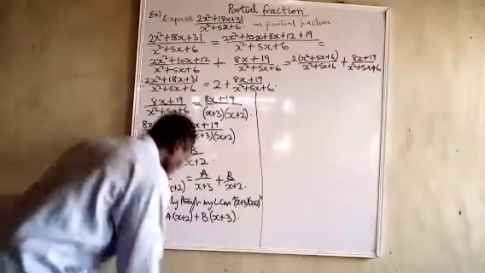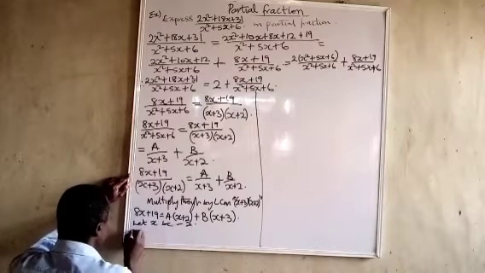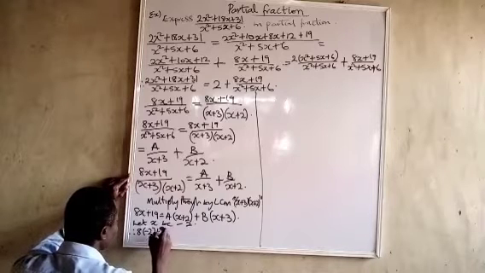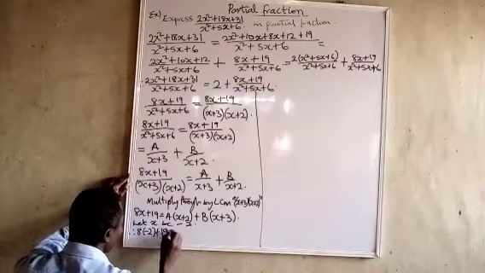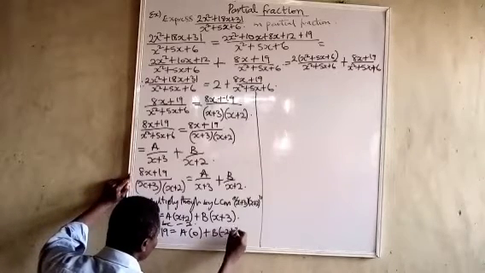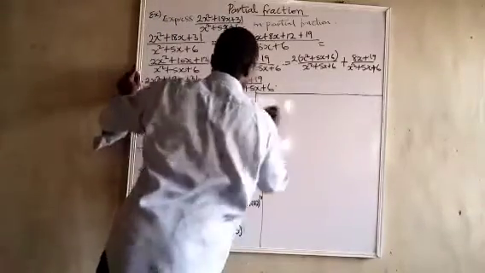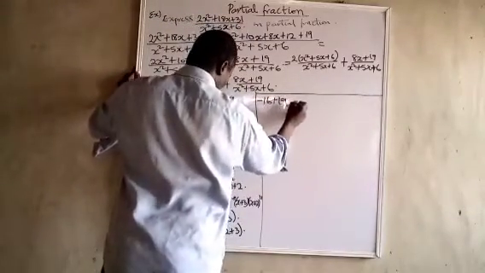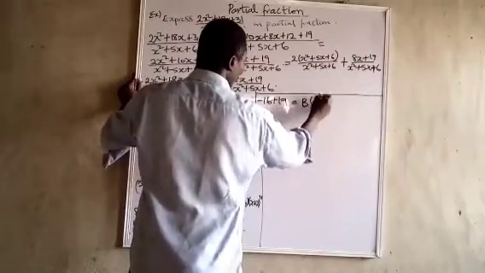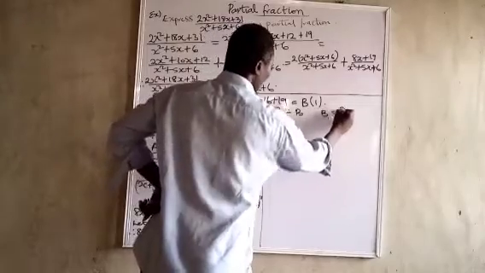So let's make x equal to minus 2. Therefore, 8 into minus 2 plus 19 will be equal to a into 0 plus b into minus 2 plus 3. So this one is going to be minus 16 plus 19. So minus 16 plus 19, that's 3, will be equal to b times minus 2 plus 3, that's 1. Therefore, 3 is equal to b. So b is equal to 3.